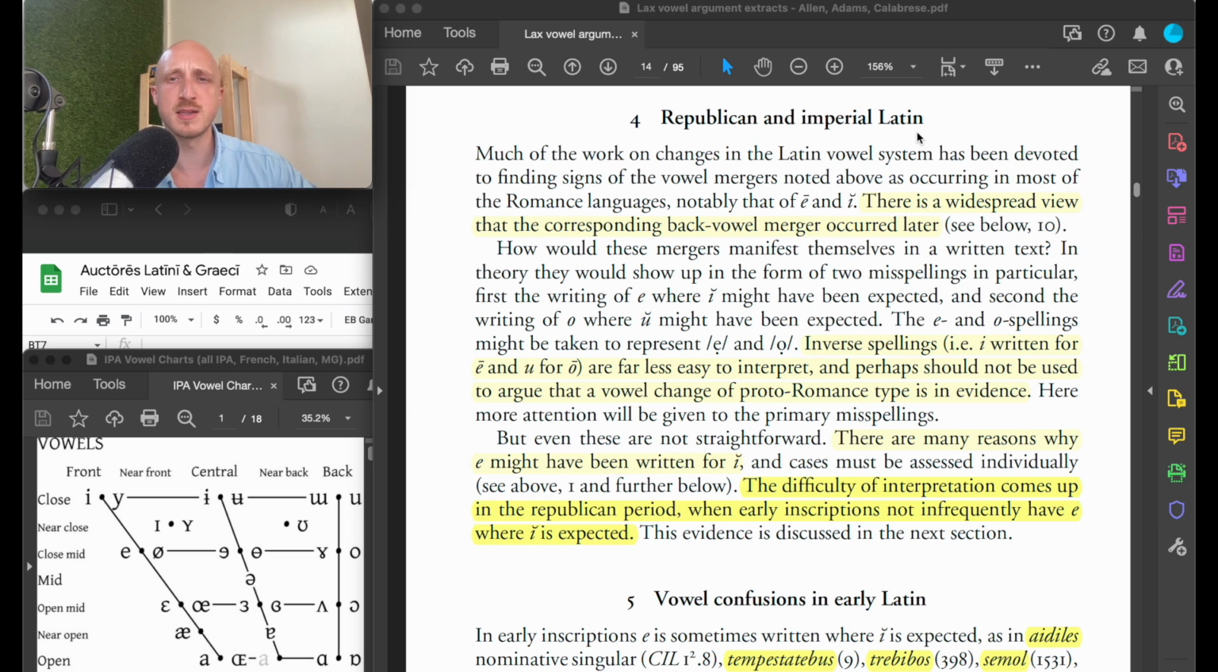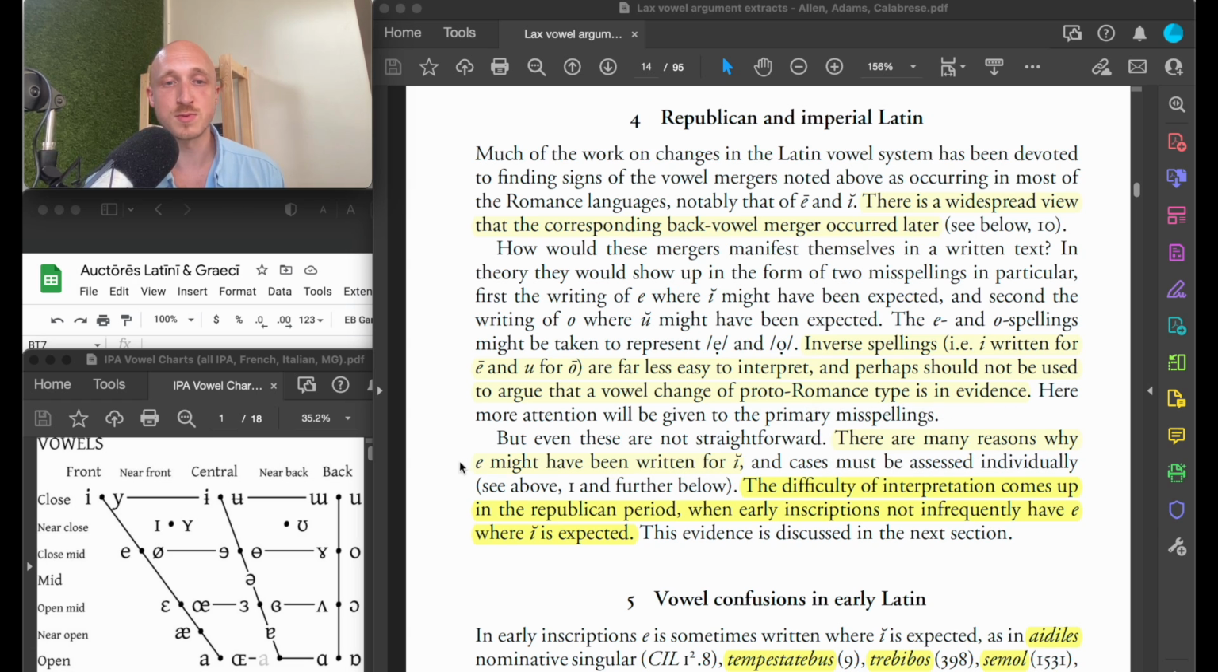So let's talk about Republican and Imperial Latin. So much of the work on changes in the Latin vowel system has been devoted to finding signs of the vowel mergers noted above as occurring in most of the Romance languages, notably that of E and E. There is a widespread view that the corresponding back vowel merger occurred later. I do, of course, agree with this. Inverse spellings, that is, E written for E and U for O, are far less easy to interpret, and perhaps should not be used to argue that a vowel change of Proto-Romance type is in evidence.